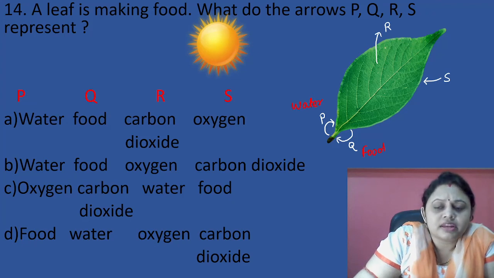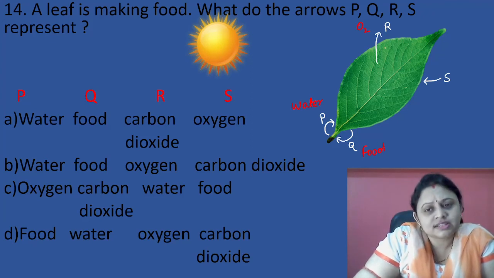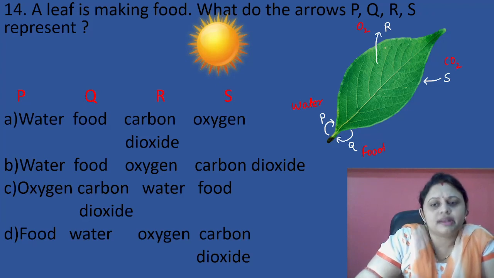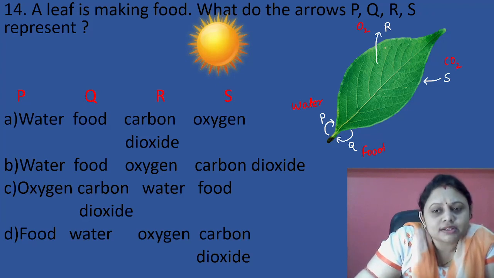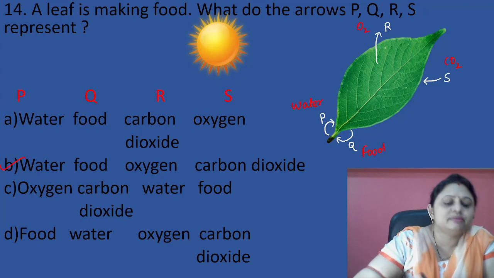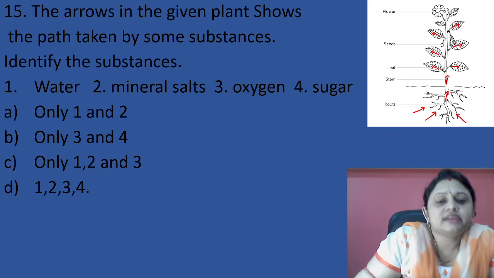And R is something that is going out from the leaf. Okay, from the leaf, what is that? That is oxygen. We know that oxygen is the gas that is liberated from the plant during photosynthesis. We can tell that photosynthesis is going on as sunlight is present. And during photosynthesis, what gas does the plant take in? That is carbon dioxide. So P, Q, R, S is water, food, oxygen, carbon dioxide, and it is present in option B. Got it?